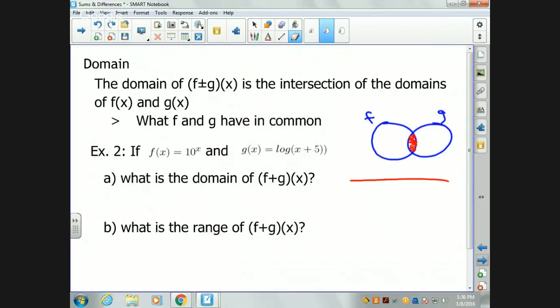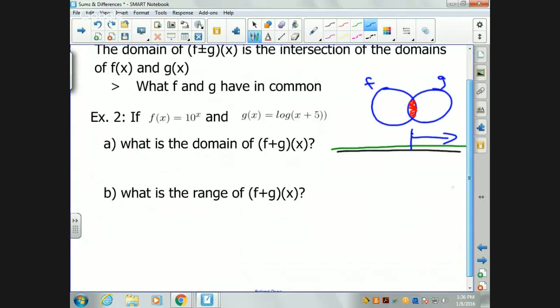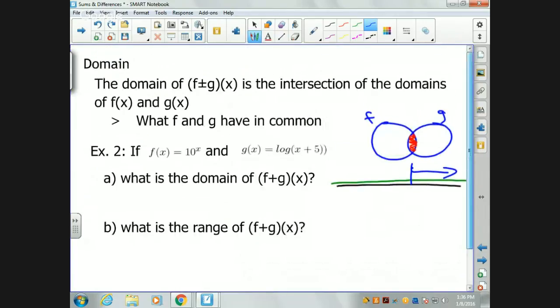Let me change colors here. And you could say, well, f is, let's say that f is like a linear function and it's defined everywhere. But g is only defined from here on over. Well, that was funny. Let's try that again. Then the combined function here of adding f and g together would only be the parts that they share, only the parts that overlap. And we'll do an example again so you can see concretely what's going on.